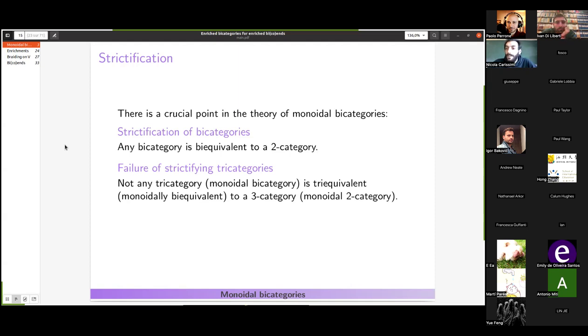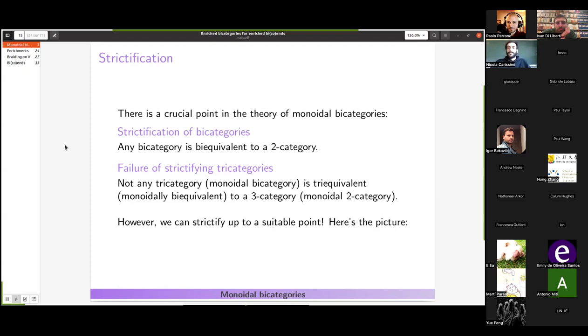So what we can do is to strictify, but up to a certain point. So now I'm going to show you the point to which we can strictify a monoidal bicategory. And that will also simplify a lot the computation, okay? Because then we will assume often that some part of the structure is strict, is the identity.